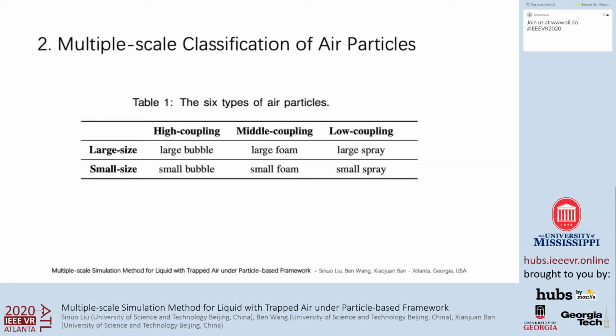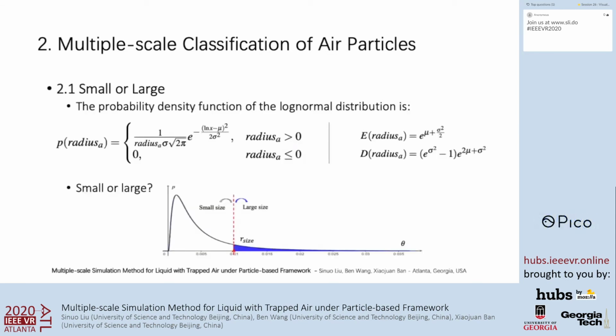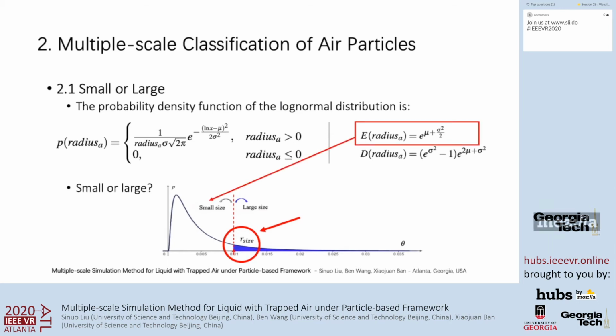Then, the air particles are divided into 6 types based on the size and coupling degree with fluid, as shown in Table 1. In physics, bubble radius in a liquid obeys a log-normal distribution. A random number obeying a log-normal distribution is used to determine the initial radius of air particles. A controllable parameter is introduced as a threshold for dividing the size of the air particles. When the radius is larger than this threshold, the air particles are regarded as large-size air material, while the others will be regarded as small-size air material, and the radius of small-size air particles is set to a constant.